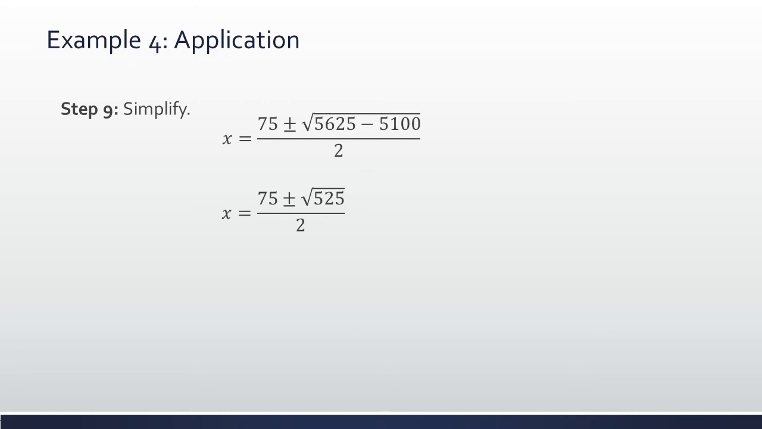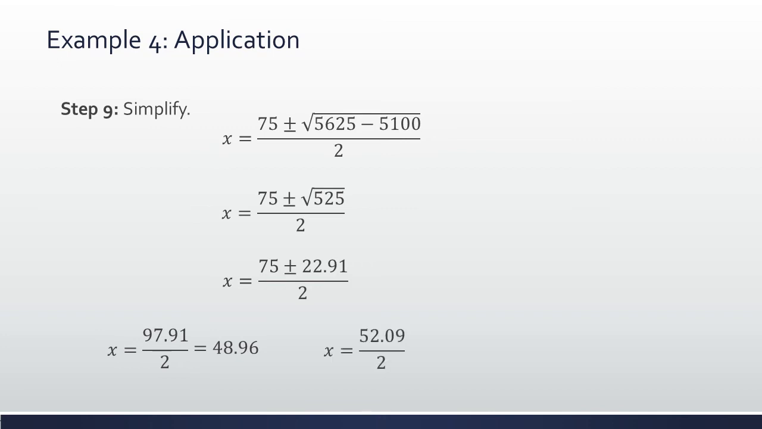Since we're doing a word adventure, remember, just use the calculator for your square root. So the square root of 525 is roughly 22.91. 75 plus 22.91 over 2 is 97.91 over 2. When you divide 97.91 by 2, you get 48.96. And then 75 minus 22.91 is 52.09 over 2. When you divide that, you get 26.05, roughly. Okay, so now we have our critical values.